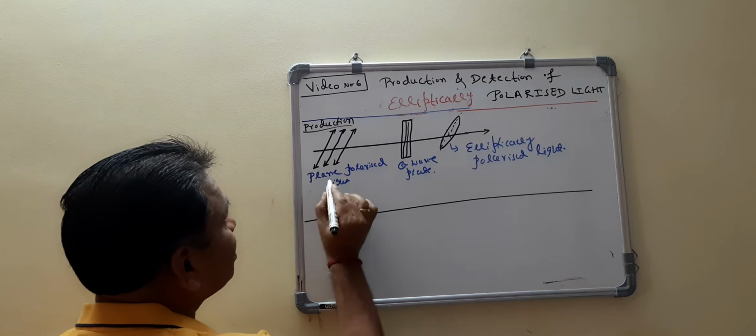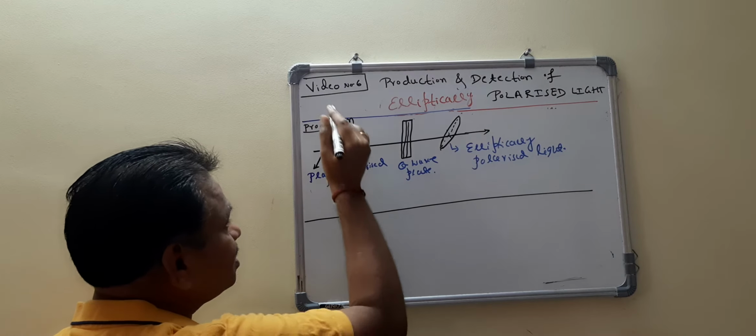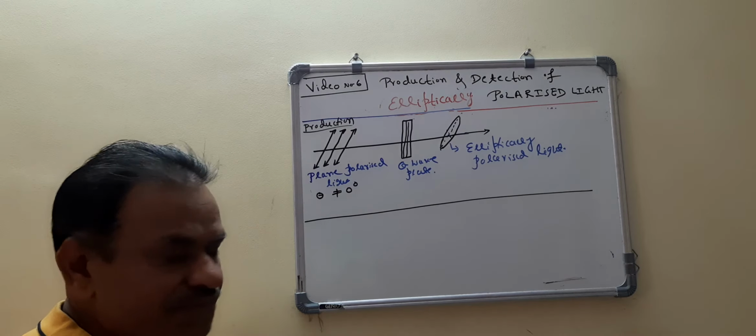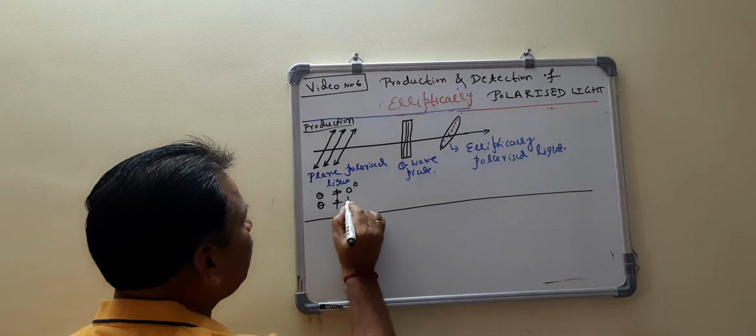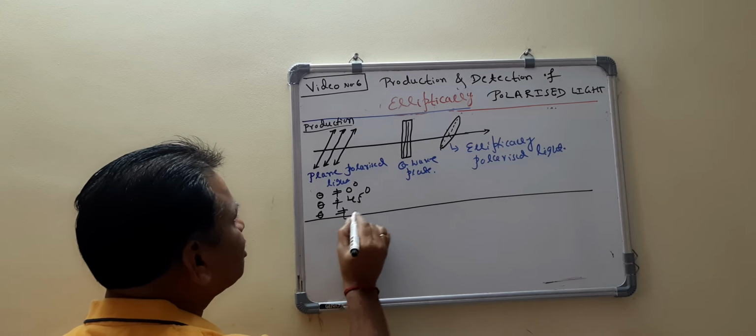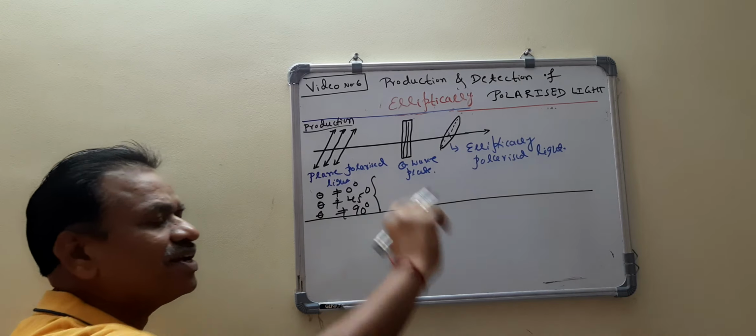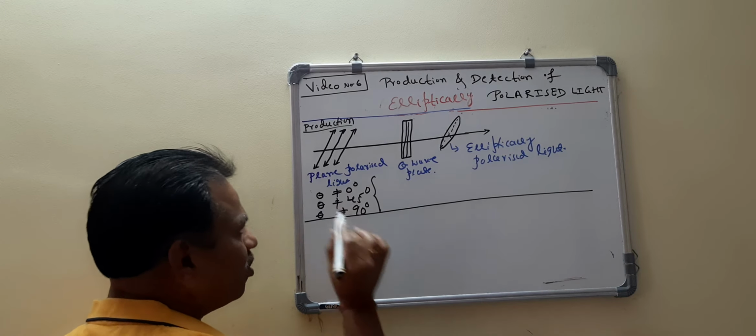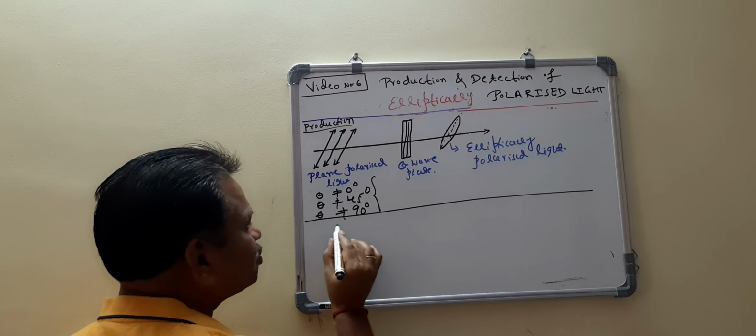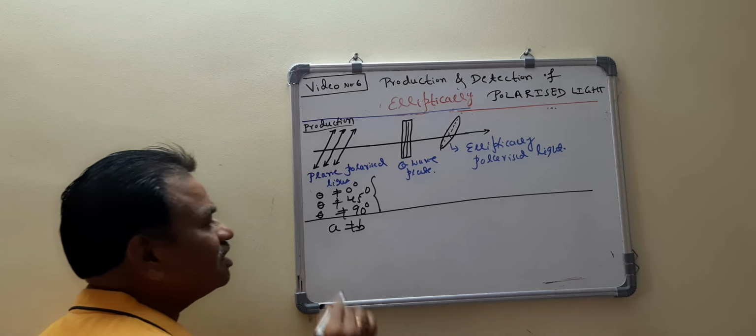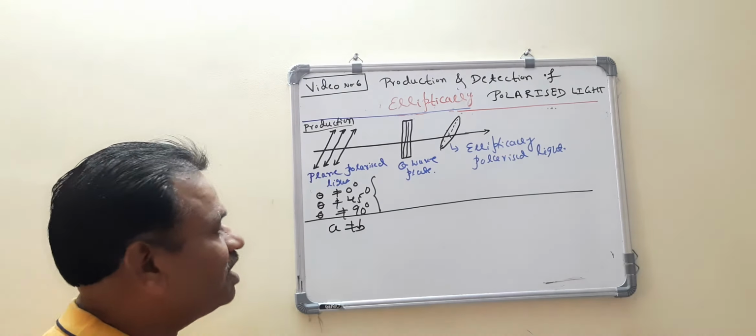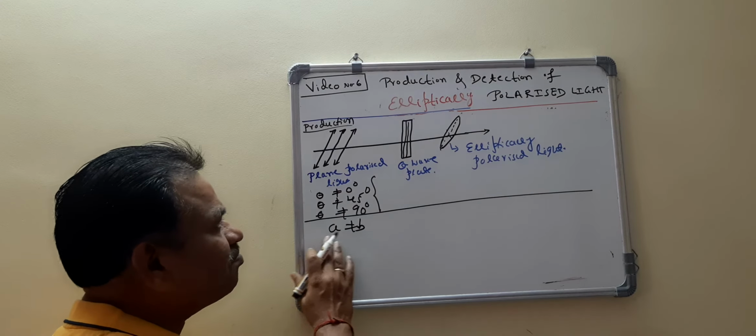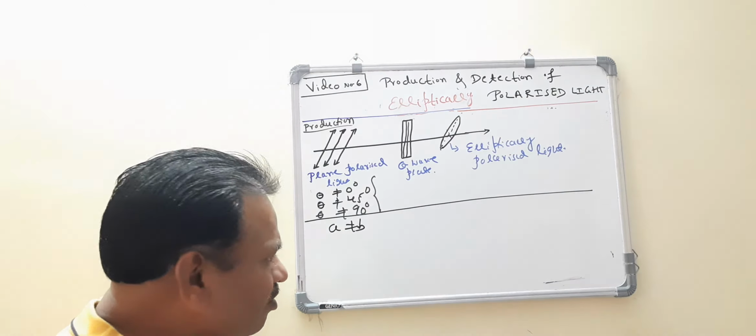But one thing you remember: for this plane polarized light, the plane of vibrations, theta, should not be equal to 0 degree, should not be equal to 45 degree, and should not be equal to 90 degree. This is the situation. And also the amplitude of the ordinary wave and the extraordinary wave should not be equal. A is not equal to B, where A is the amplitude of the ordinary wave and B is the amplitude of the extraordinary wave. Both amplitudes should be different. Then only it is possible.